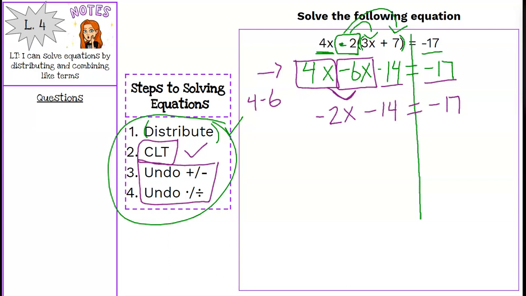We've been working on these for a little bit, so I'd like you to try finishing this equation and then input your answer with Edpuzzle. And then once you're done with that, you can go on into the practice.